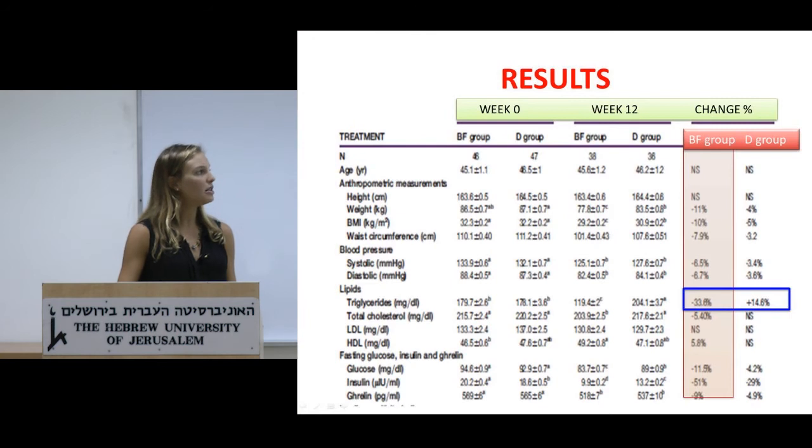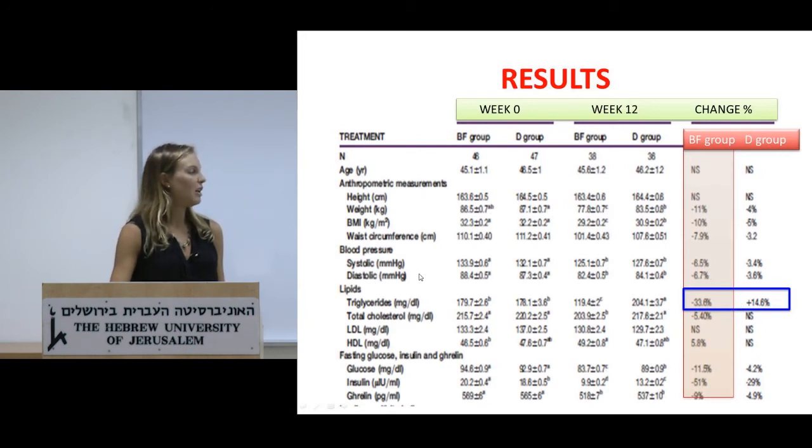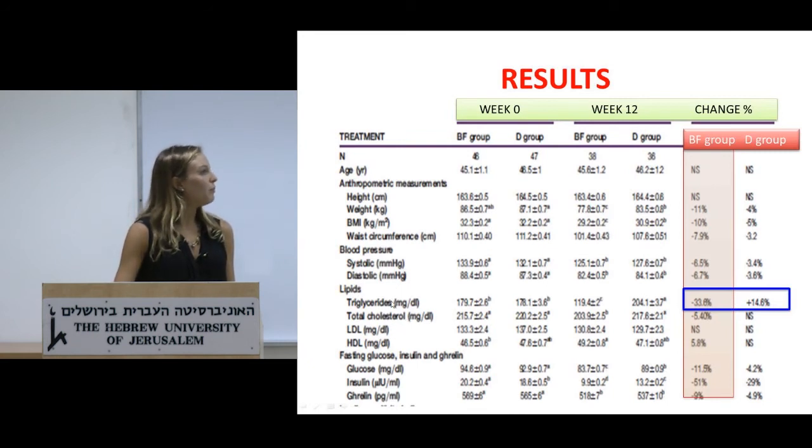Here in the results, this study went for 12 weeks. We can see that the breakfast group compared to the dinner group had greater changes and better results in terms of anthropometric measurements and also other serum lipid profiles and glucose, insulin, ghrelin. In everything, breakfast group improved.